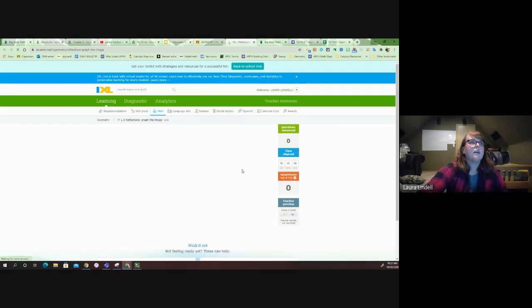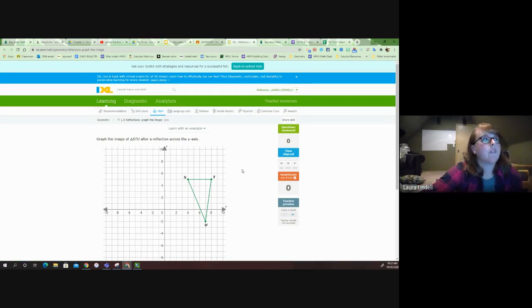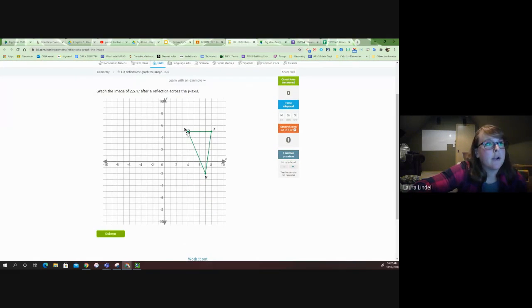All right. So for this one, we are going to be reflecting across the y-axis. So here's the y-axis. And so what I'm going to do is simply count from this point. 1, 2, 3, 4 to get to the y-axis. So then I will go 1, 2, 3, 4 past it and put a new dot. Then I'm going to do that with this point as well. 1, 2, 3, 4, 5, 6, 7, 8 to get to the y-axis. So we're going to go 8 past it.